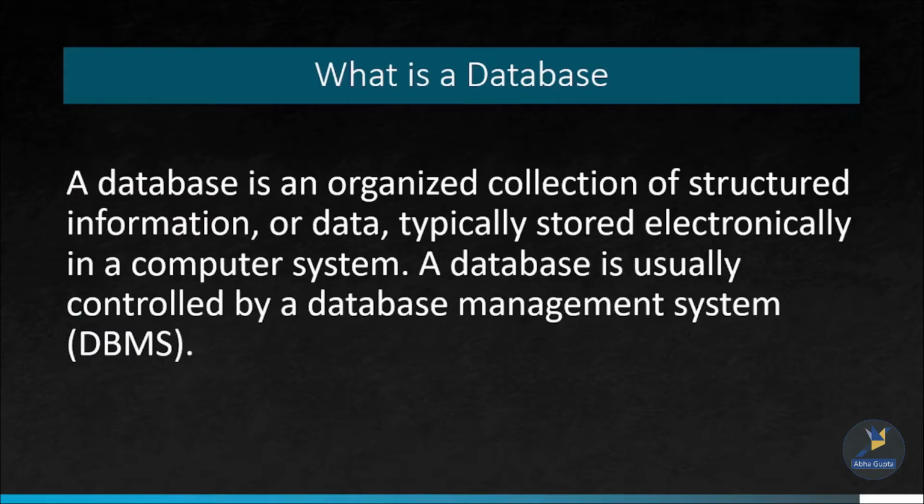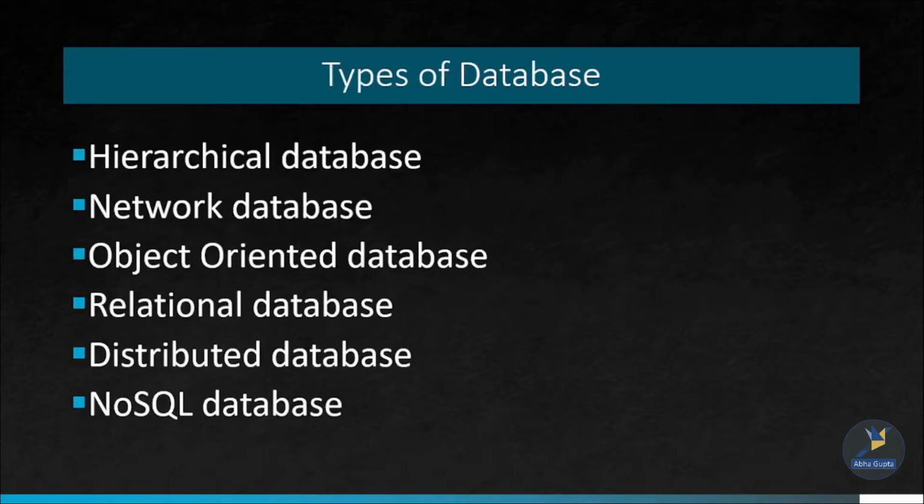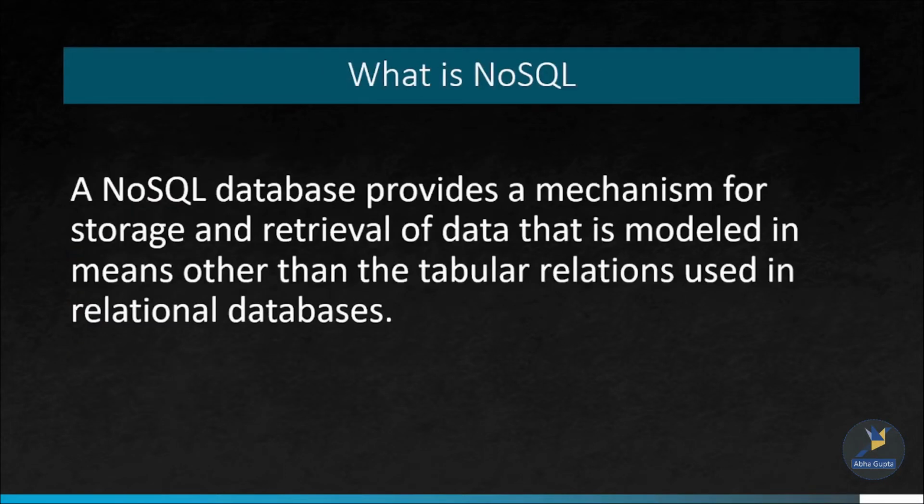So what is a database? Database is a systematic collection of data. Database makes data management easy. There are different types of database which are available, like hierarchical database systems, object-oriented database, distributed database, relational database, and NoSQL database. So what is a NoSQL database?